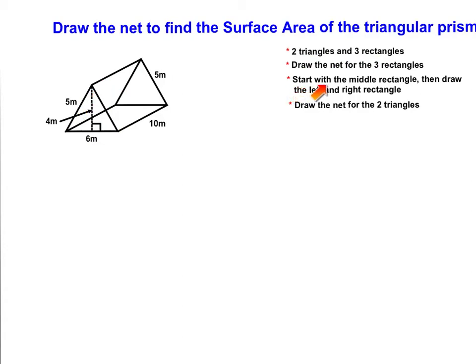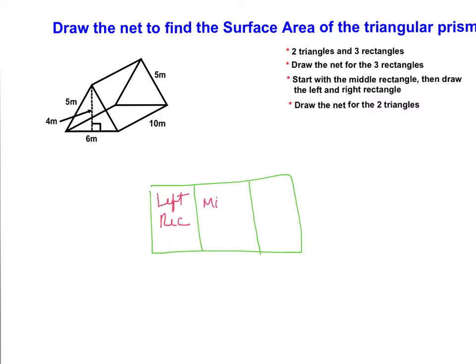So the first thing you want to do is draw the net for the 3 rectangles. So I'm going to go ahead and do that. Just going to draw a really long rectangle and cut it into thirds. And so I always label them. I label them left rectangle, the middle rectangle, and the right rectangle.